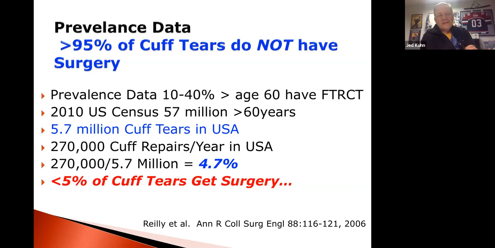There are 270,000 cuff repairs done in the United States each year. So if you do 270,000 over 5.7 million cuff tears, the reality is that we're operating on less than 5% of all the rotator cuff tears that are out there, which tells you that they don't all need to be fixed. When I finished my training in 1994, what we were taught was if they come into your office with a shoulder pain and a rotator cuff tear, they need to be fixed. Clearly, that's not the case.